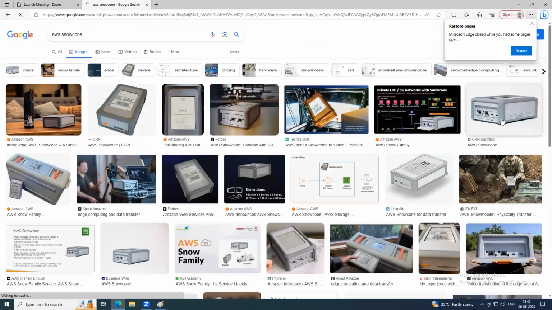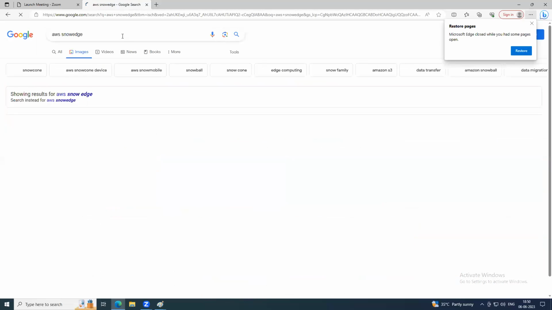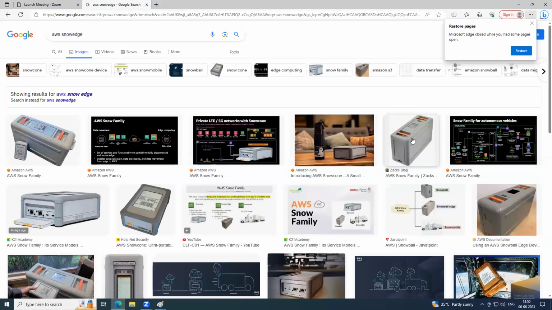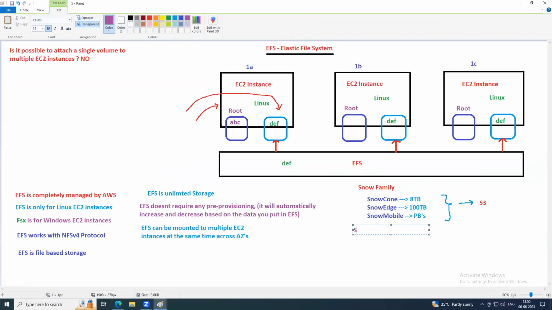Snowcone looks like this. It's like a hard disk. Snow Edge also looks the same way, a little bit bigger. Okay, so these are all the physical devices, guys. So you understood now? Snow family is used to transfer the data to S3 physically, right? Snow family is used to transfer huge data from on-prem to AWS and vice versa.